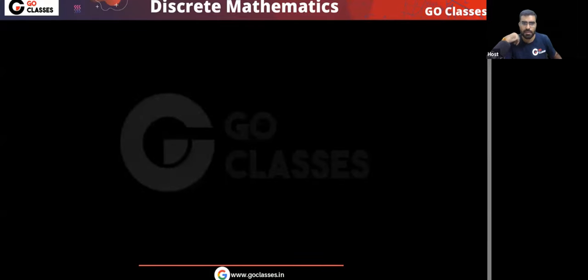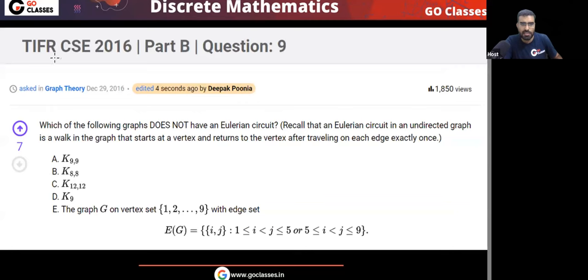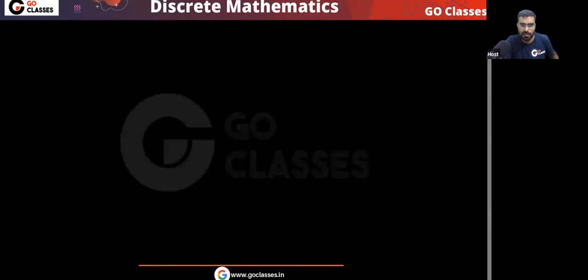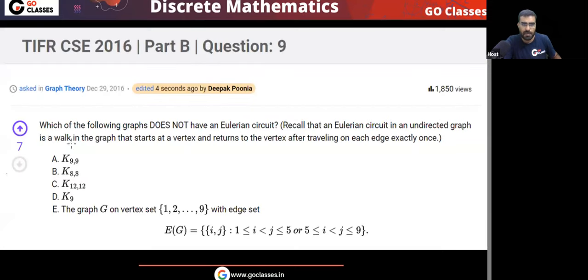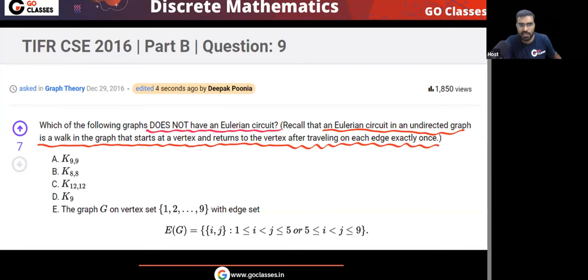Let's move on now. Let's see this question. This is another TIFR question, TIFR Computer Science 2016, question number 9. Which of the following graphs does not have an Euler circuit? Recall that an Euler circuit in an undirected graph is a walk that starts at a vertex and returns to the vertex after traveling every edge exactly once.